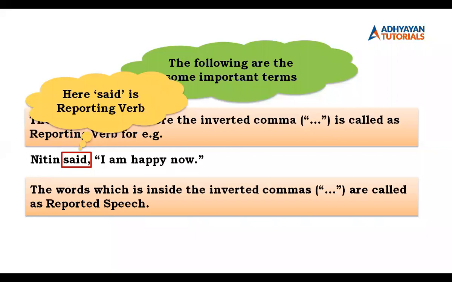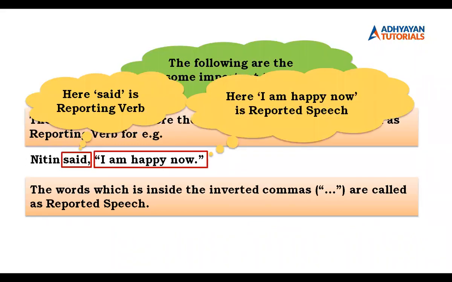And the words which are inside the inverted commas are called reported speech. तो जो commas के अंदर हैं, उसको reported speech बोलते हैं, as you can see over here. Okay, so it's very important for us to know what is a reporting verb and what is a reported speech. To make it simple for all of you, we will call these words bahar ka verb and andar ka verb.